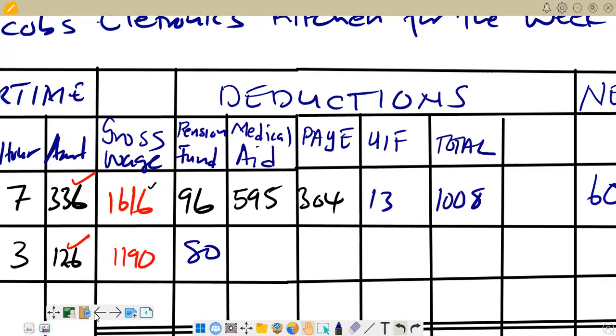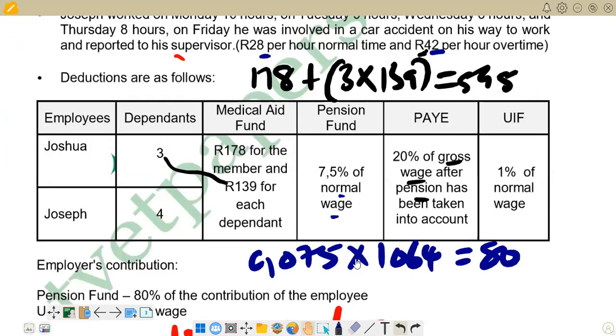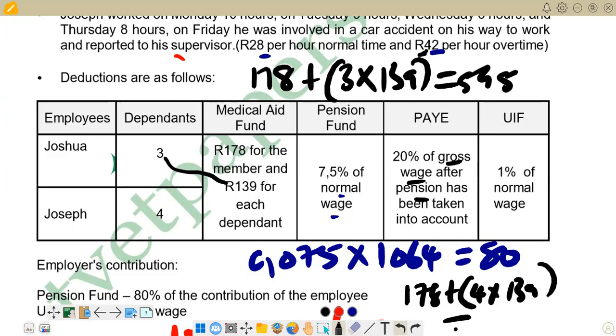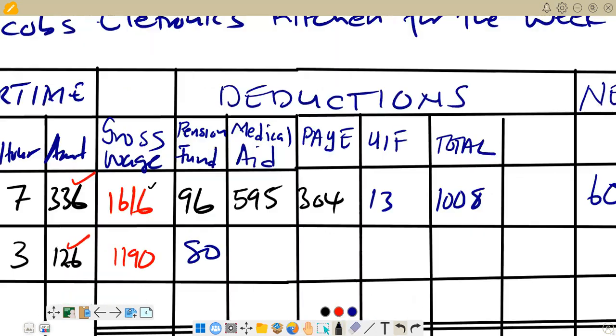Then on medical aid, we are told that 178 is for the member and 139 for each dependent. This one has got 4 dependents. So what are we going to do? There we are going to say 178 for the member. And then we add for the dependents, there are 4 dependents. So we're saying 4 times the 139 per dependent. And then we calculate the figure that you are supposed to get there, 734. Then you get 734.